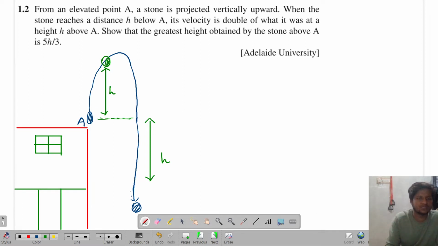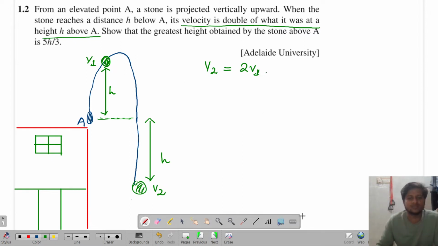So when the ball is here, what is happening? Let's suppose the velocity at this height is v1, and here, let's suppose the ball came over here, at this point the ball has a velocity v2. Got it or not? Yes or no? But what is the relation? That at distance h below, that velocity v2 is double of what it was at height h above. So v2 is equal to twice of v1. Got it or not? Okay.